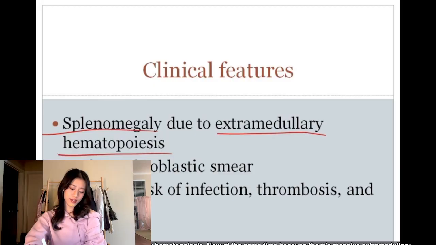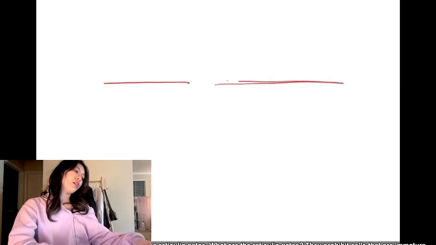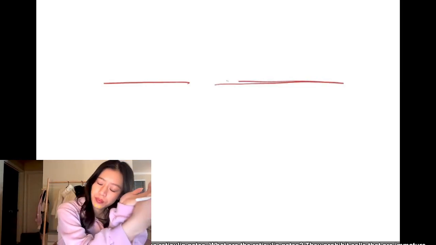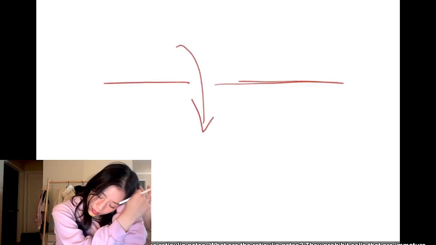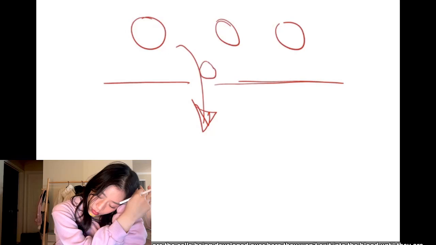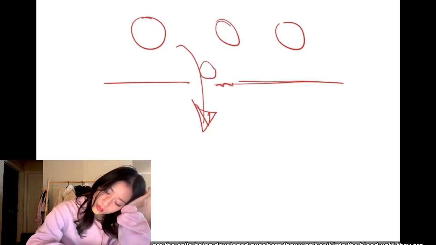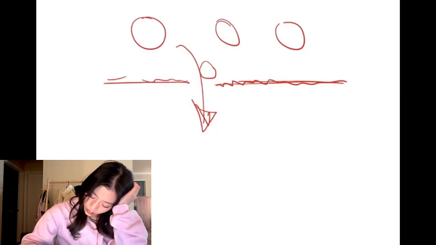At the same time, because there's massive extramedullary hematopoiesis, the patients develop something called a leukoerythroblastic smear. And the idea here is the following. When blood cells are made, the bone marrow contains reticulin gates. What are the reticulin gates? They prohibit cells that are immature from actually exiting into the blood. So if these are the cells being developed over here, they won't exit into the blood until they're small enough to pass through these gates, which are basically made of a molecule called reticulin.